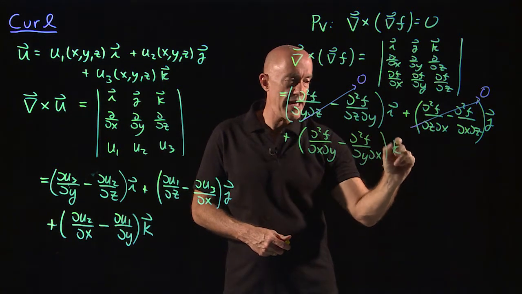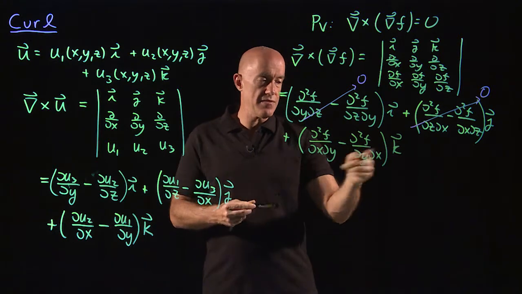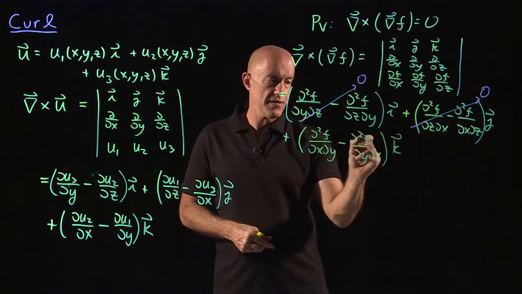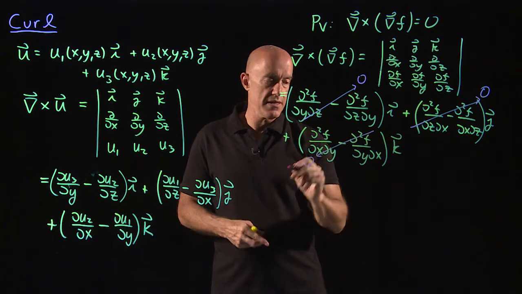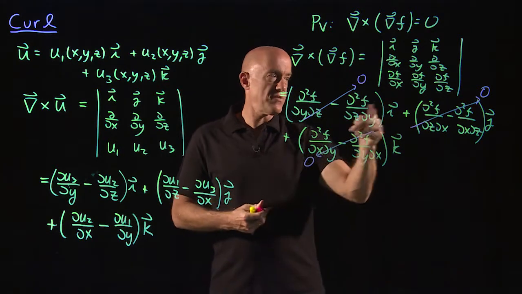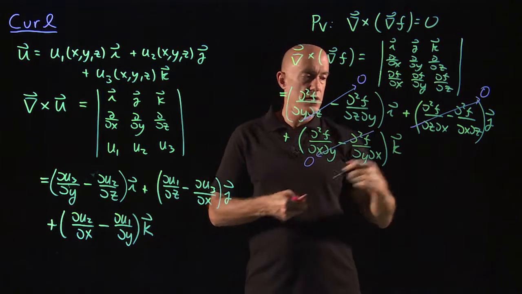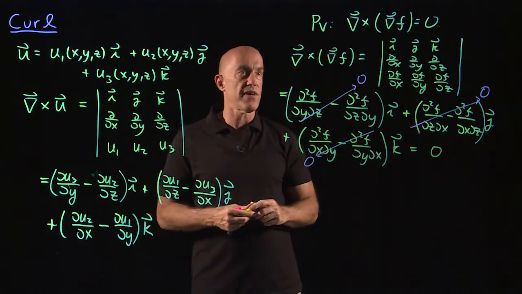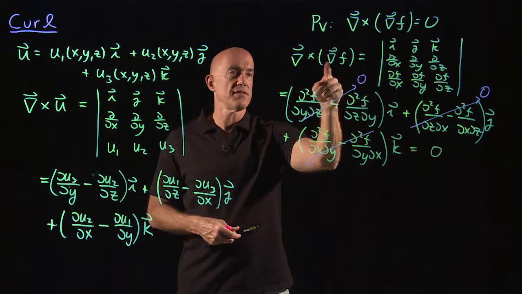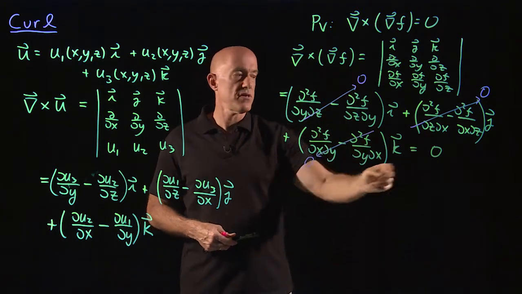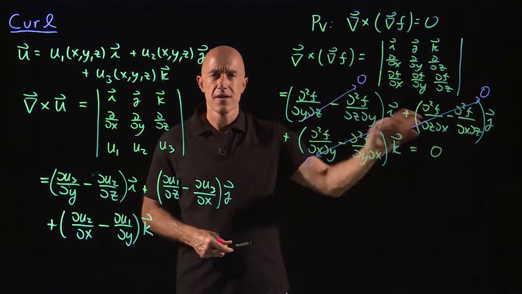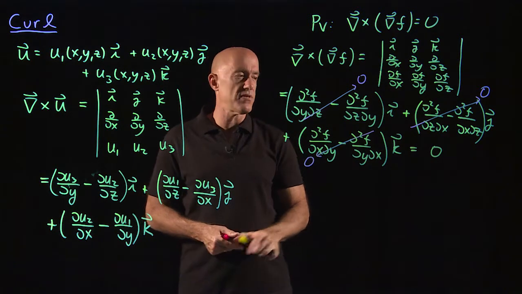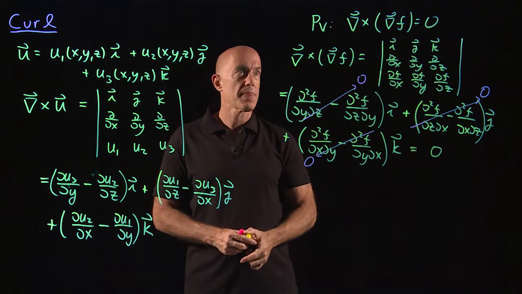And this is in the k direction. And again, because of the equality of the mixed partials, this thing is going to be zero. So we have zero plus zero plus zero. So this is the zero vector, right? That's a zero vector because del cross del f is a vector. But I don't write hats over zero, so you have to know whether it's a vector or a scalar.